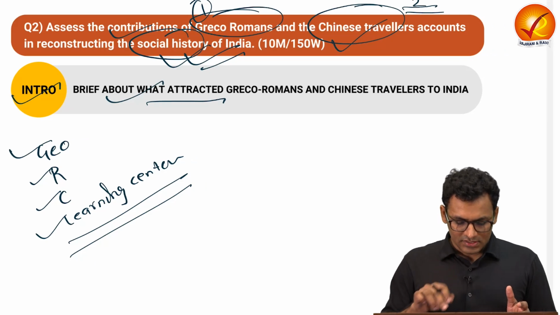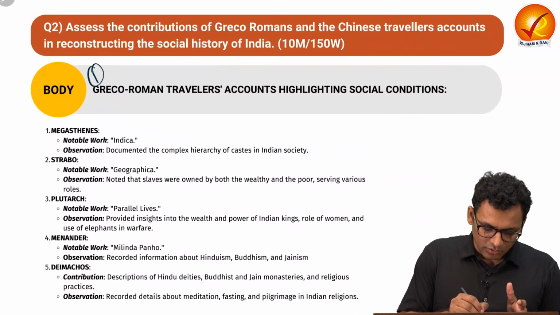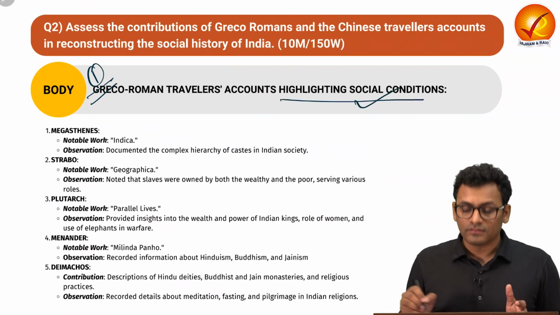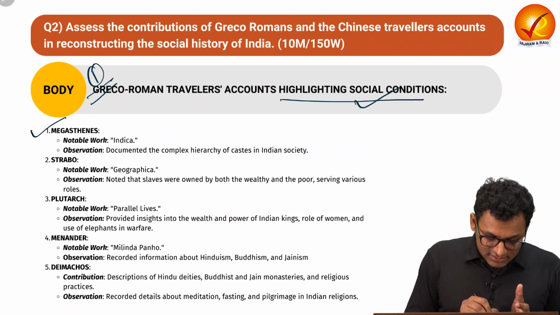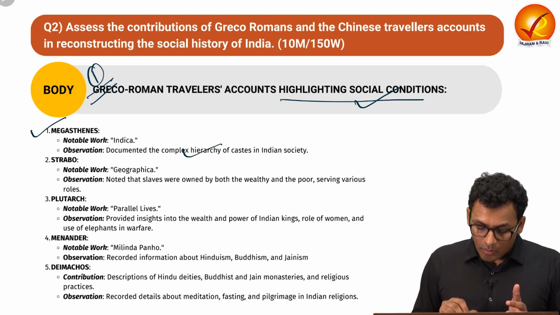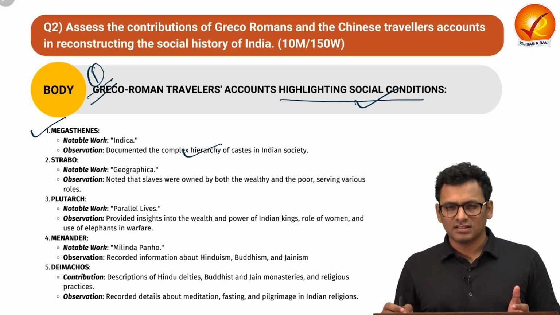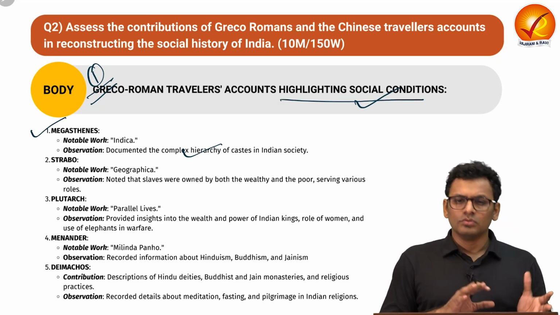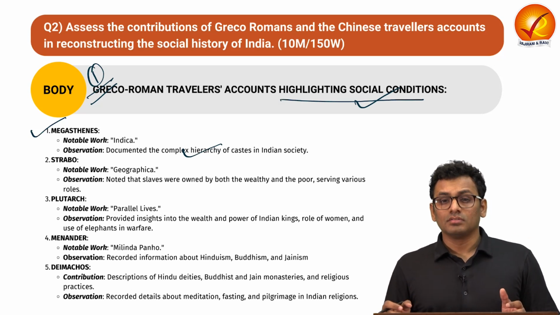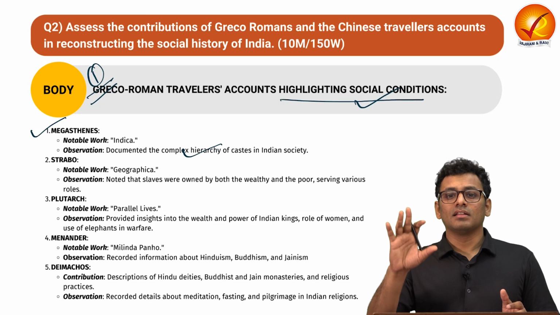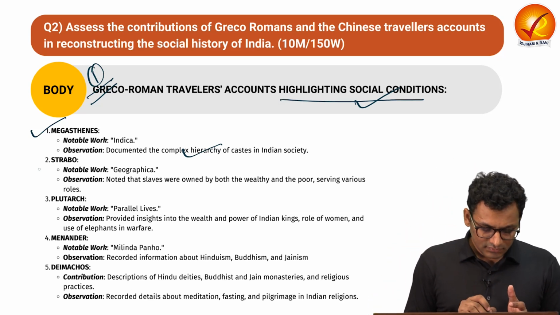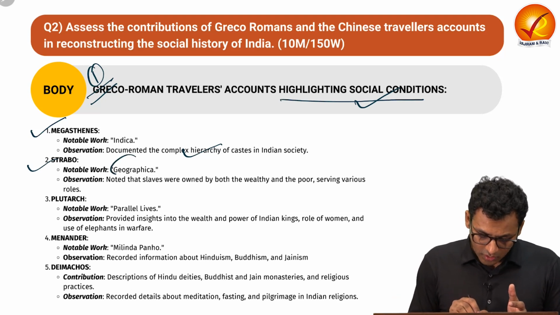Indian society. So in the body, the very first heading is going to be the Greco-Roman travelers' account, highlighting social conditions of India. You can talk about Megasthenes, his notable work Indica. Over here he observed that there is a complex hierarchy of caste in Indian society. So through his book Indica, he was able to pass on the information such as that the society was fragmented in hierarchies. Second is Strabo in his work Geographica.